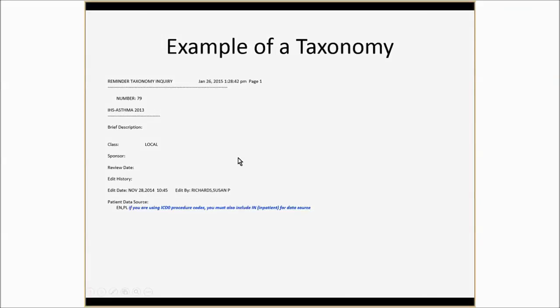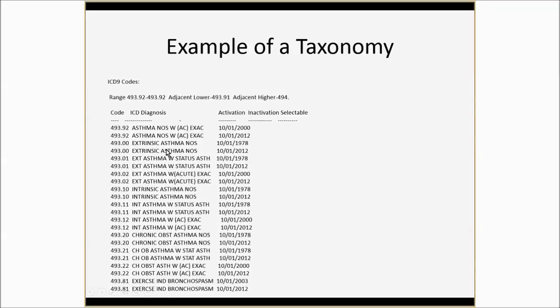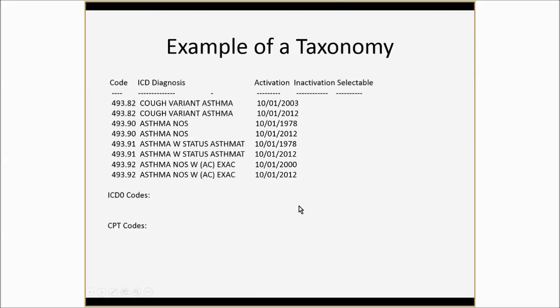Here's an example of a taxonomy. So we're going to look at the asthma 2013. You have to make sure that you put the patient source, the ENPL. So here we're looking at the ICD-9 codes. So here's an example of how it's going to look. And then this is more of an example of that taxonomy.